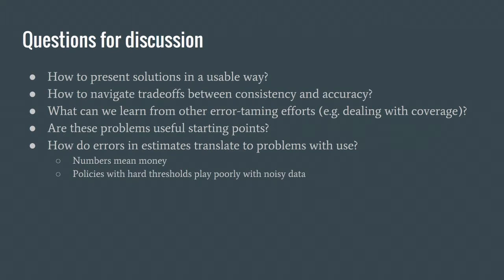Okay, so these are questions and points that we wanted to discuss, and I have a few more in my notebook based on the conversation we've had so far, because these slides were made a few days ago. As I said, how to present solutions in a usable way. Another point on the slide is how to navigate trade-offs between consistency and accuracy. When you're adding noise with the methods we have, if you force the information to be consistent, with no negative entries and things like that, you introduce weird forms of bias, especially with non-negativity.